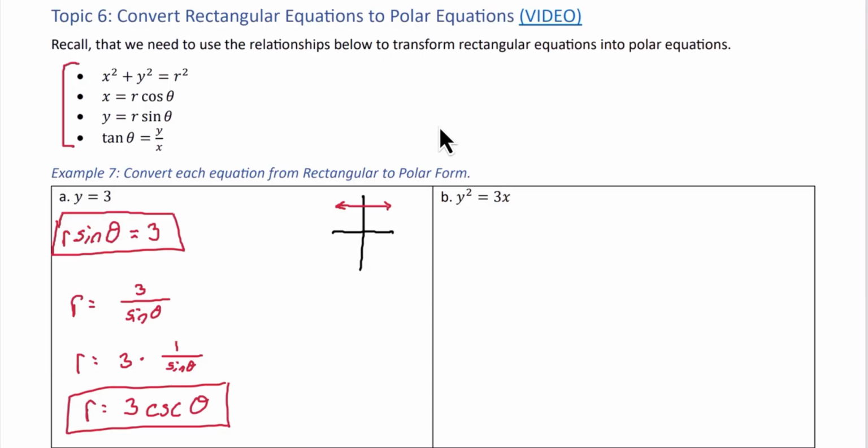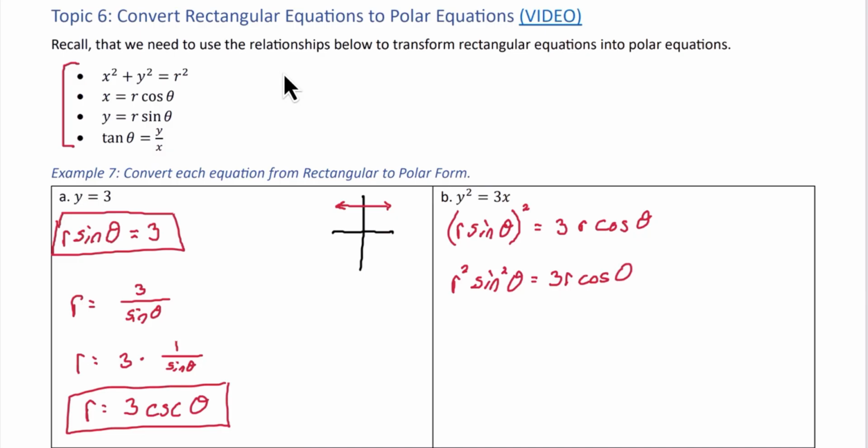In example B, we can start by making some substitutions. We know that y squared we can replace with r sine theta, that is your y, and then we need to make sure it is squared. We will make a substitution for x. x we know is r cosine theta. On the left, we can square both of those factors. We'll have r squared sine squared theta equals 3r cosine theta.